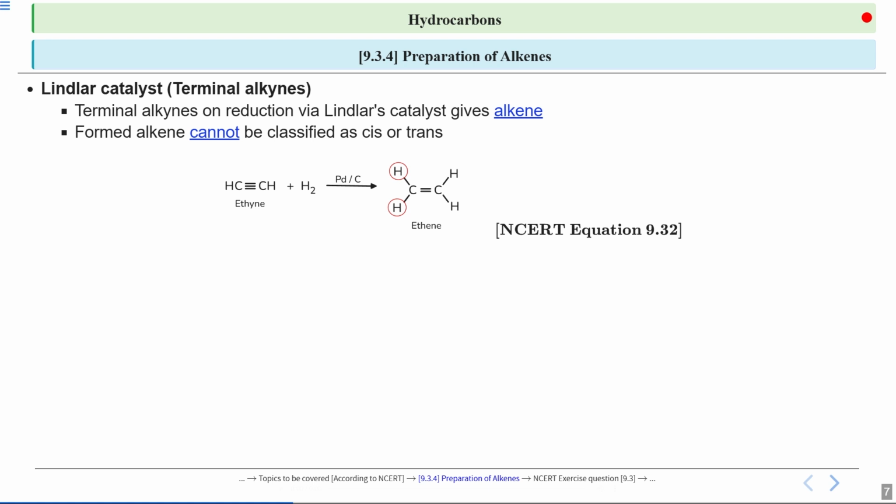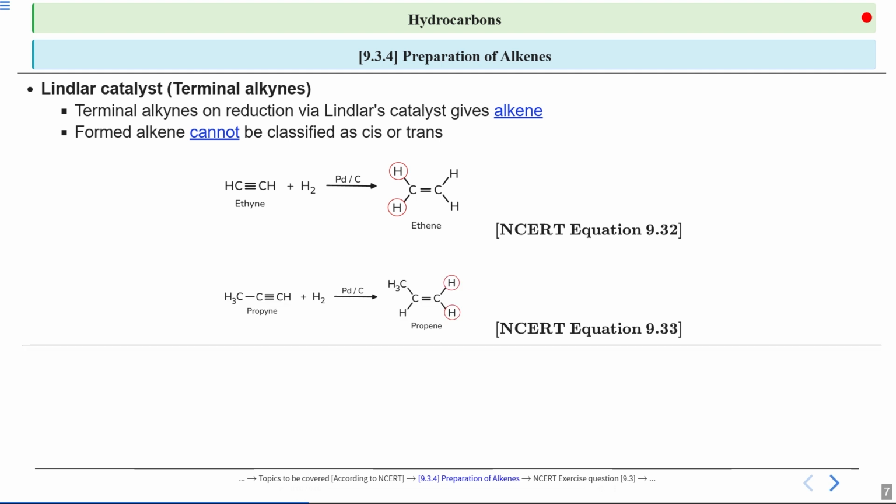Now it results in the formation of ethene, which is incapable of showing cis-trans isomerism or geometrical isomerism. We can also take propyne in place of ethene. So here propyne contains a terminal alkyne which reacts with Lindlar catalyst, which is palladized carbon with hydrogen, to form propene. Now propene has no cis-trans possibility because the end carbon has the same group present on the hydrogen part, right?